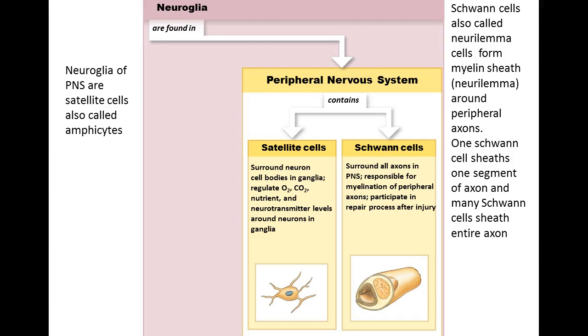And then in the peripheral nervous system, you basically have two types. You have a satellite cell, and the satellite cell is the helper cell of the ganglia. They surround the cell bodies of ganglia and regulate the environment of the ganglia in terms of oxygen, CO2, nutrients, and monitor neurotransmitters. So those are the satellite cells. Satellite cells also function in the repair of the nerve if it is injured for whatever reason.